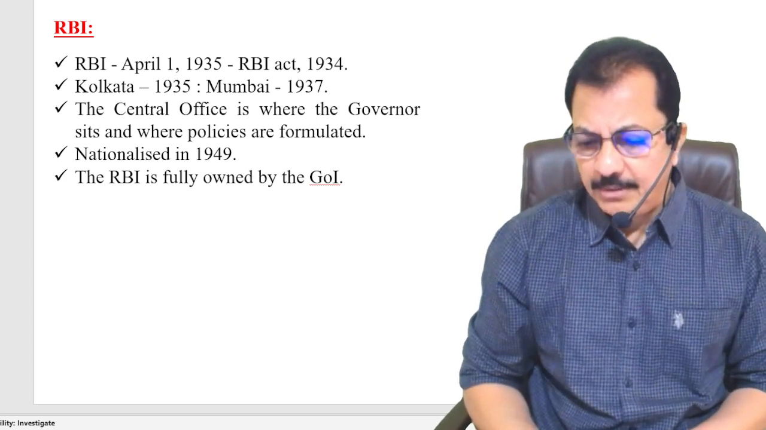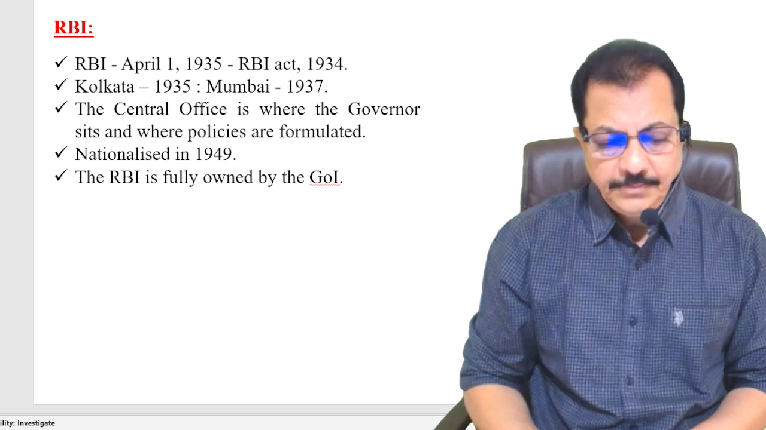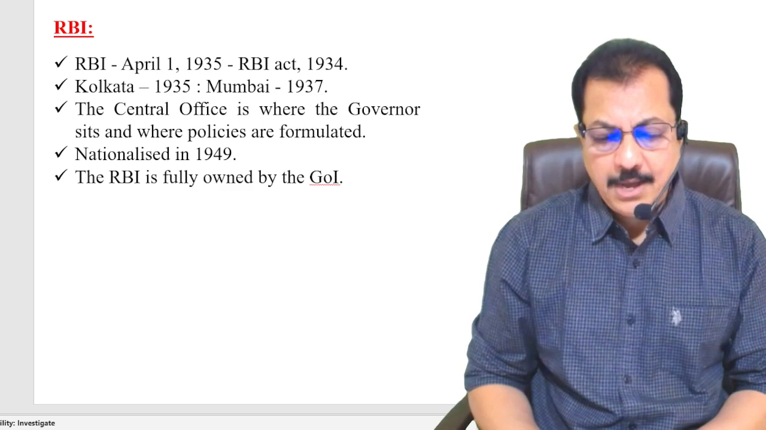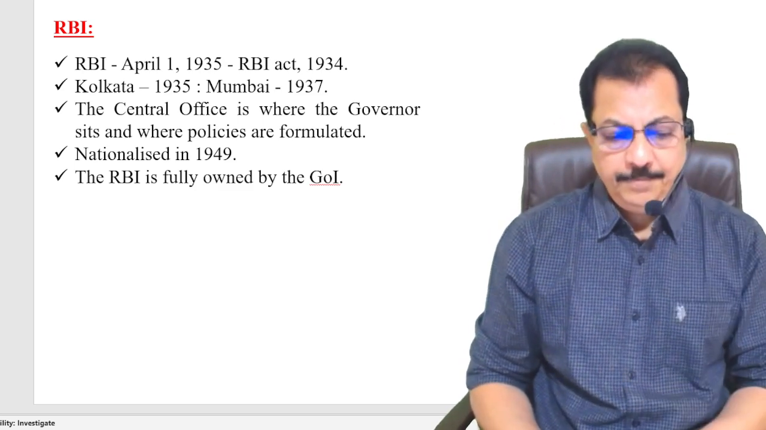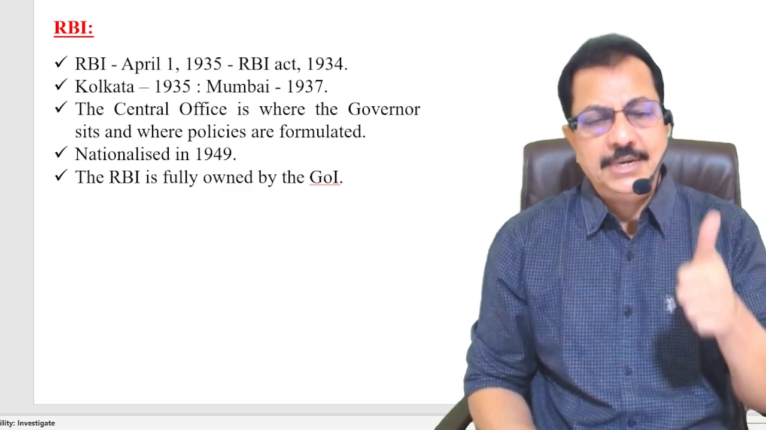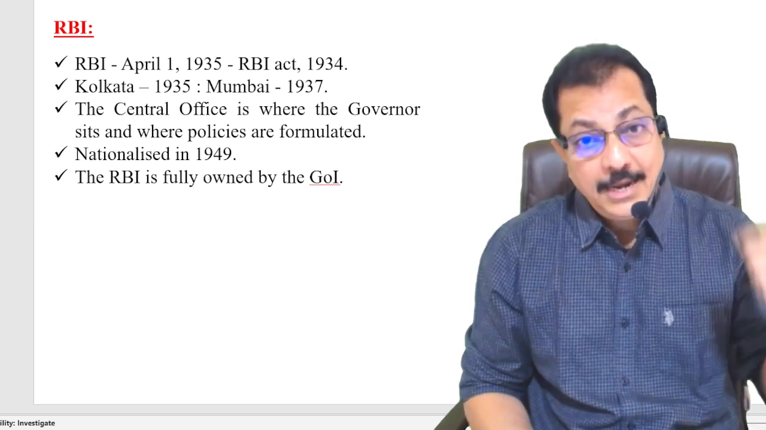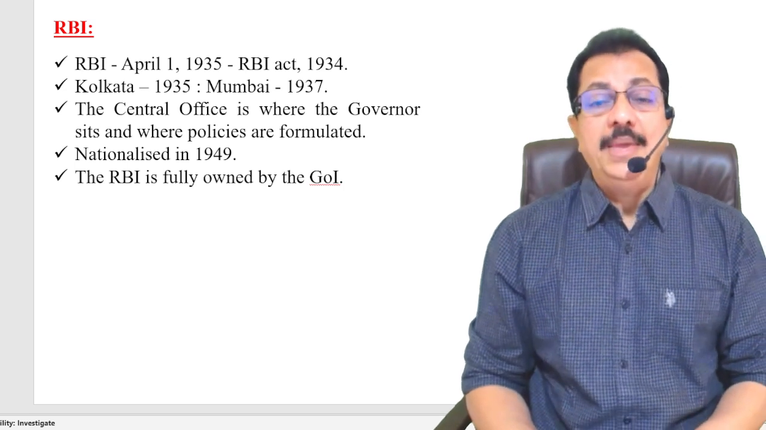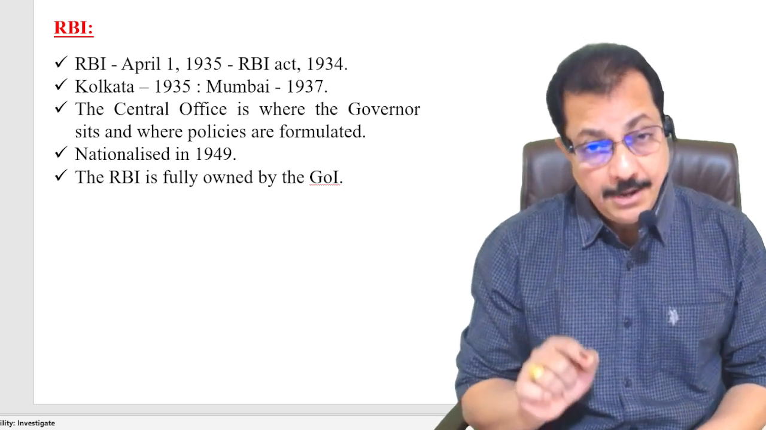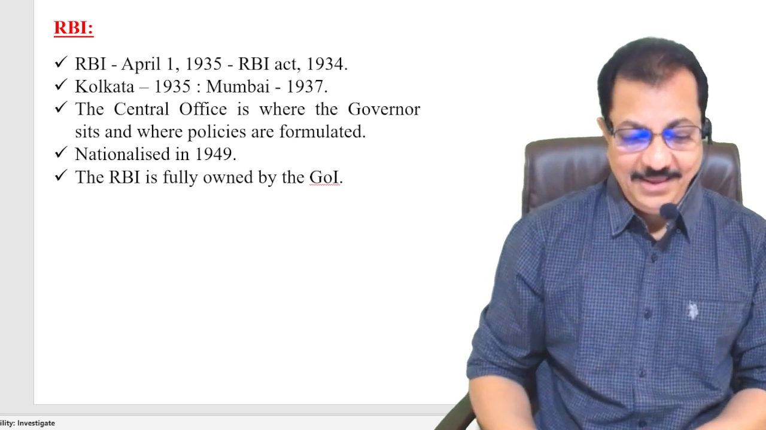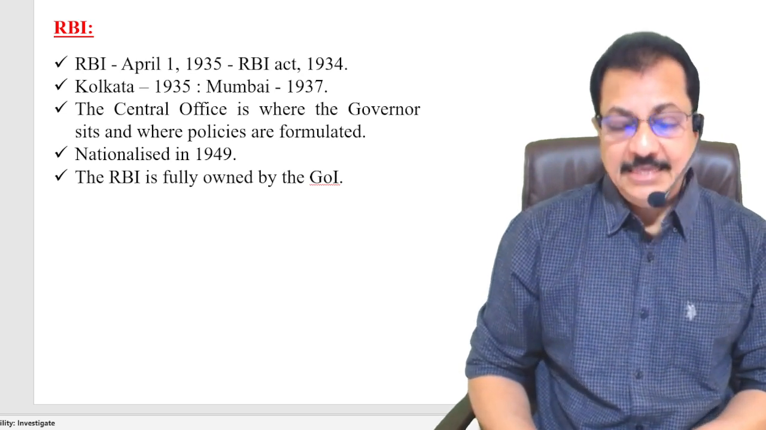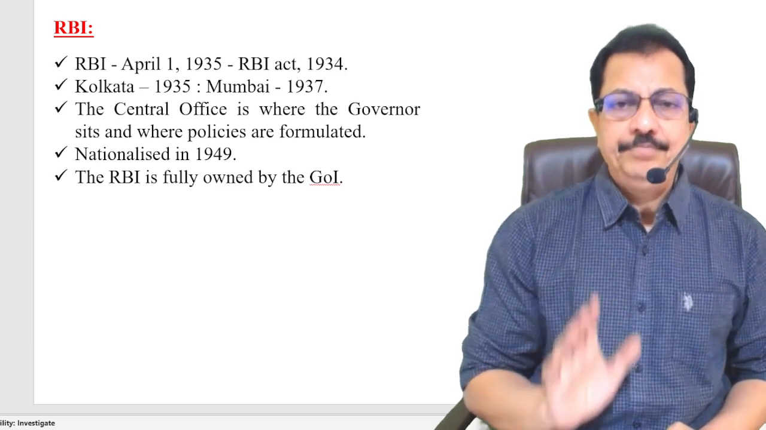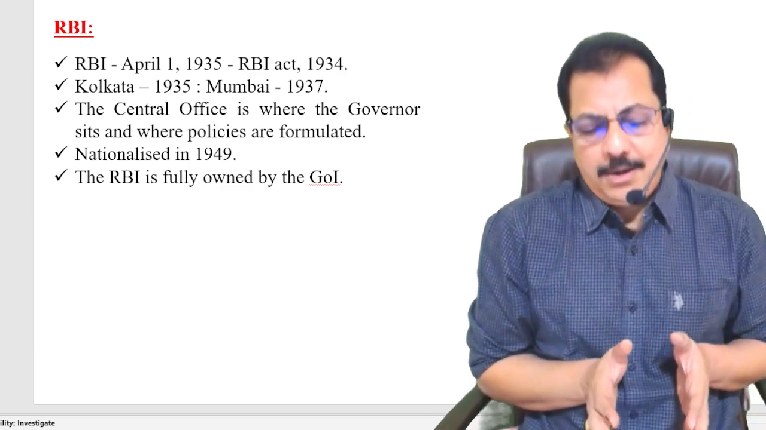Now look at this. When it comes to RBI, as we know, it was established on 1st April 1935 under the RBI Act of 1934. Originally established in 1935 in Kolkata, at that time called Calcutta, it was later shifted to Bombay in 1937. Now it is called Mumbai. Clear? The central office of RBI is located in Mumbai. That is called the headquarters of RBI.